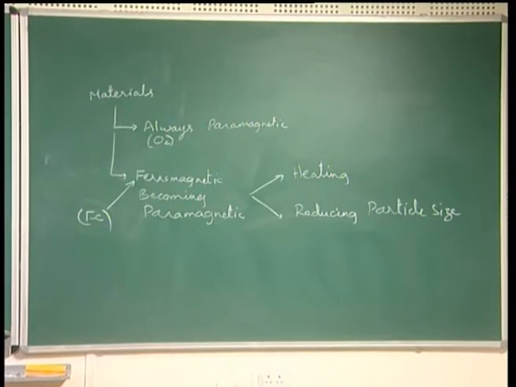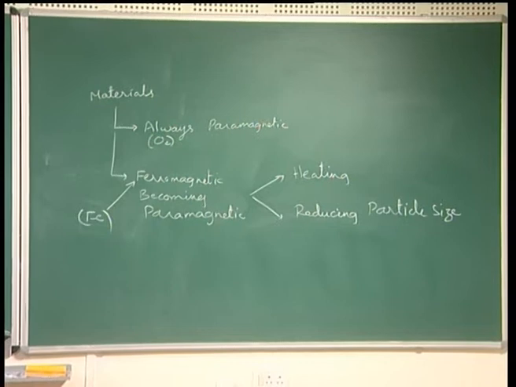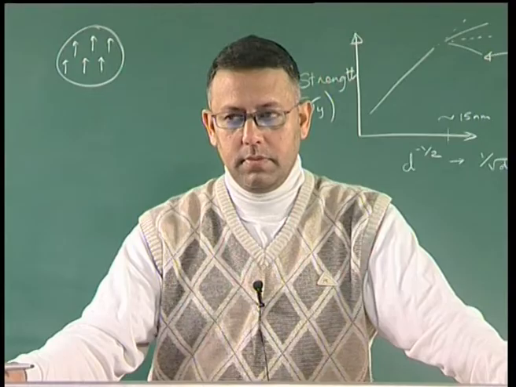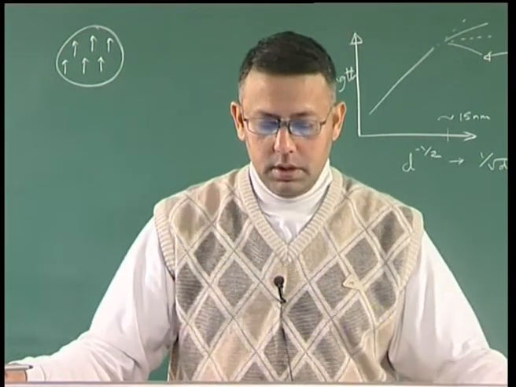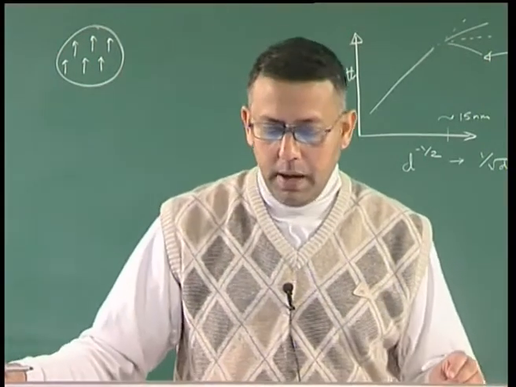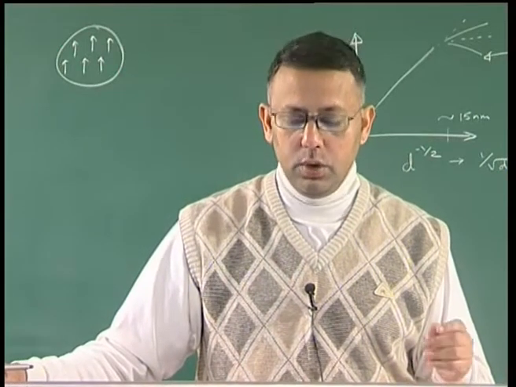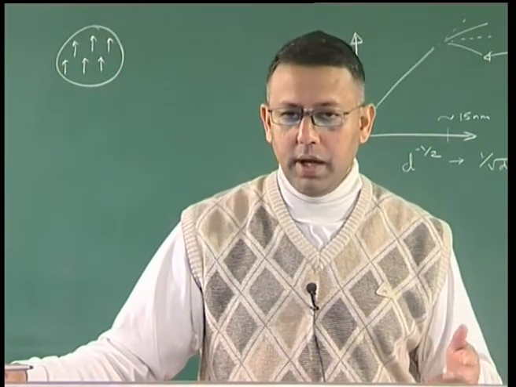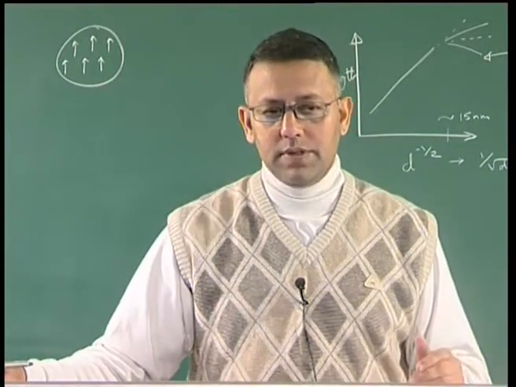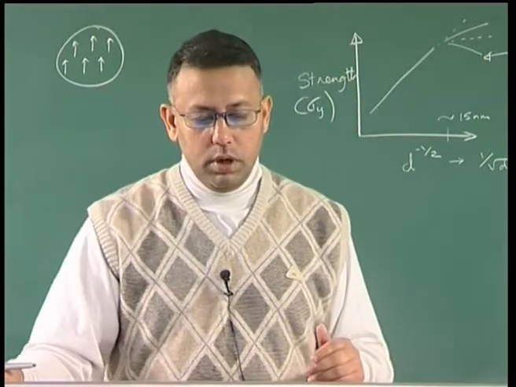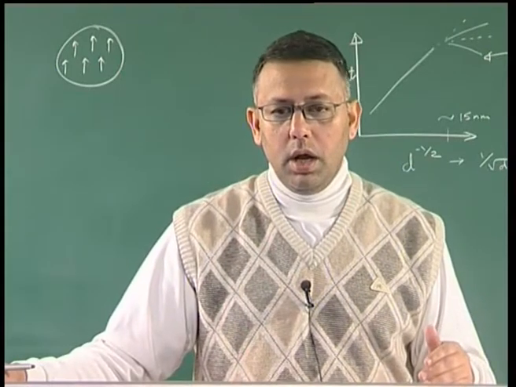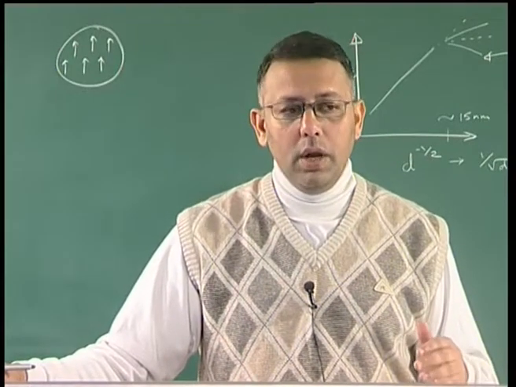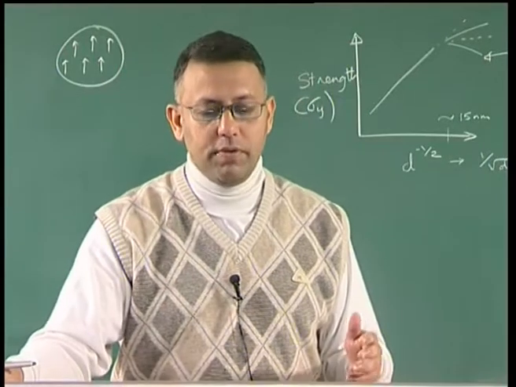Since this material is inherently ferromagnetic, which has become paramagnetic, if I apply even a small field just below the critical size at which it becomes paramagnetic, even a small magnetic field will tend to align the magnet. And when I remove the field, again it gets into a paramagnetic state. In other words, such a material has a tendency to align all its spins even in the presence of a weak field.